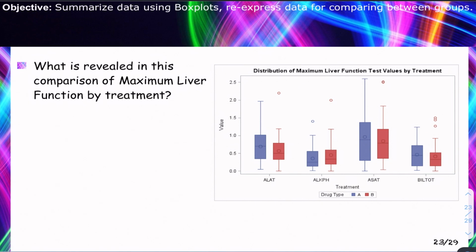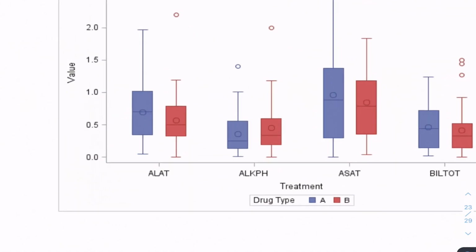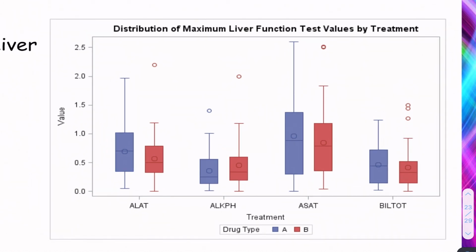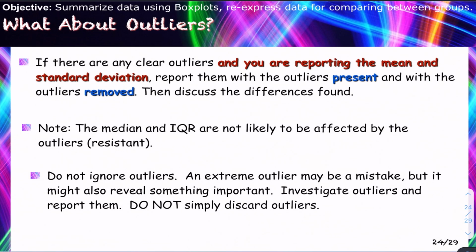Again, if we look at this maximum liver function based off of a medical treatment, what we want to compare is what is revealed by these comparisons. So ALAT versus ALK-PH or ASAT or Biltot. If we're looking at drug A versus drug B, we can see the overall range of maximum liver functions based off of treatment A or treatment B, as well as any significant outliers.